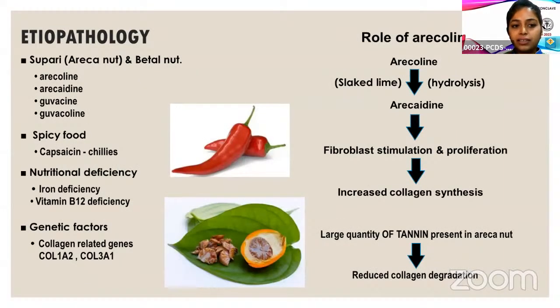Coming to etiopathology: areca nut and betel nut, spicy food, nutritional deficiency, and genetic factors. The main culprit in OSMF is arecoline, which is present in the areca nut. On hydrolysis, it releases arecaidine and it causes fibroblastic stimulation and proliferation, which causes increased collagen synthesis. And the large quantity of tannins present in the areca causes reduced collagen degradation. So together, increased collagen synthesis and reduced collagen degradation cause fibrosis leading to OSMF.